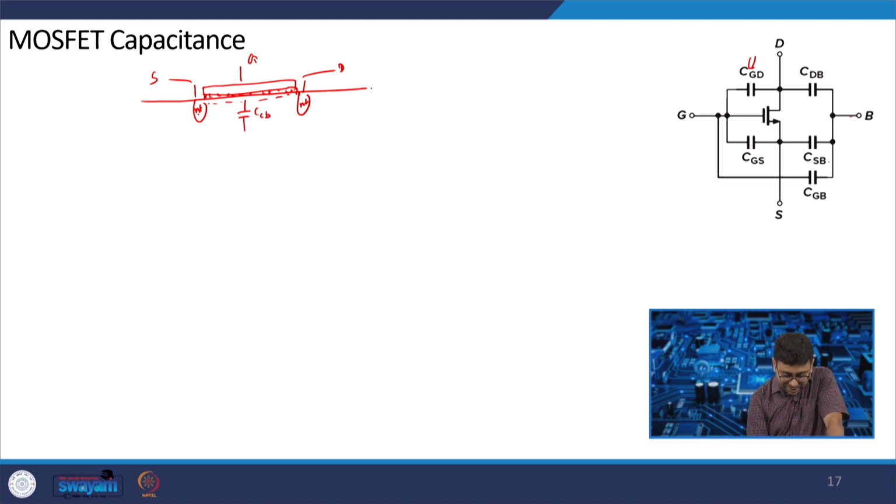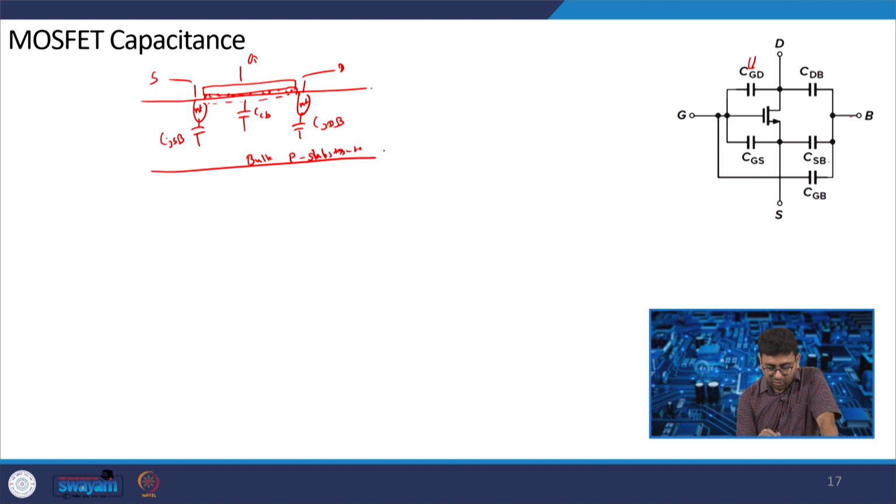There is also a capacitor because N plus and P form a junction, and that N plus P junction will have a junction capacitance. So, there is a C junction from source to bulk. This is the bulk, the P substrate, and this is the source junction, source to bulk, and drain to bulk. These are the capacitors, and we will see all the other capacitors based on these three.